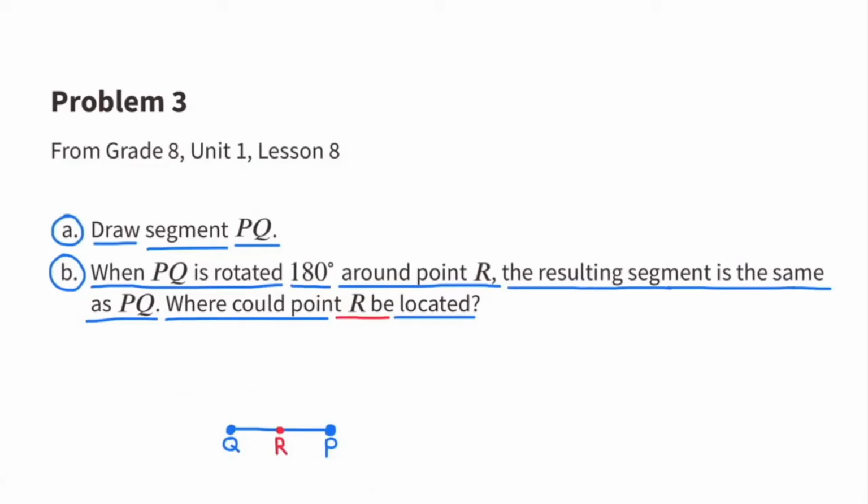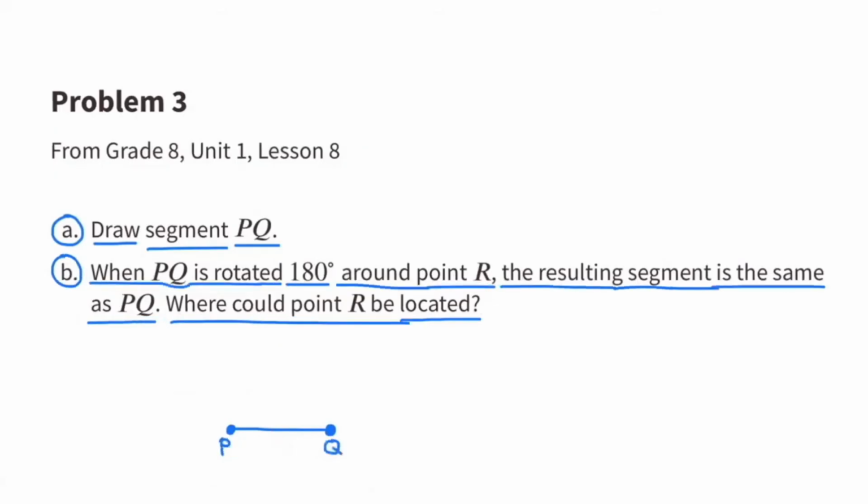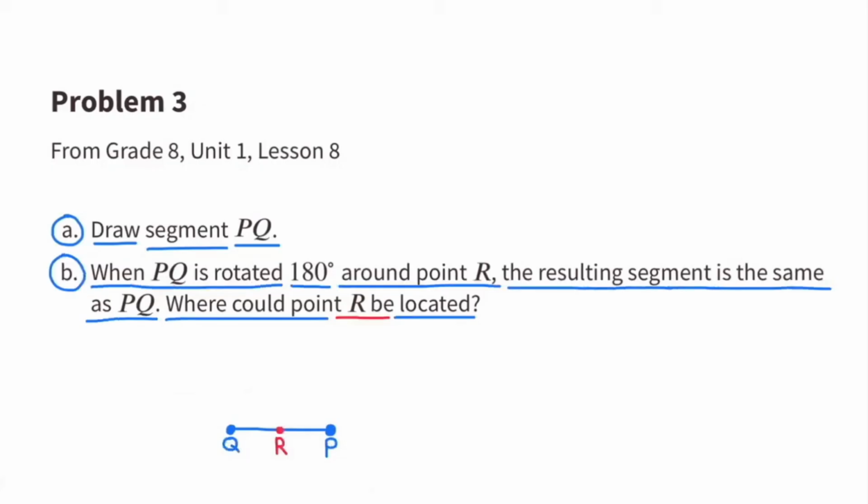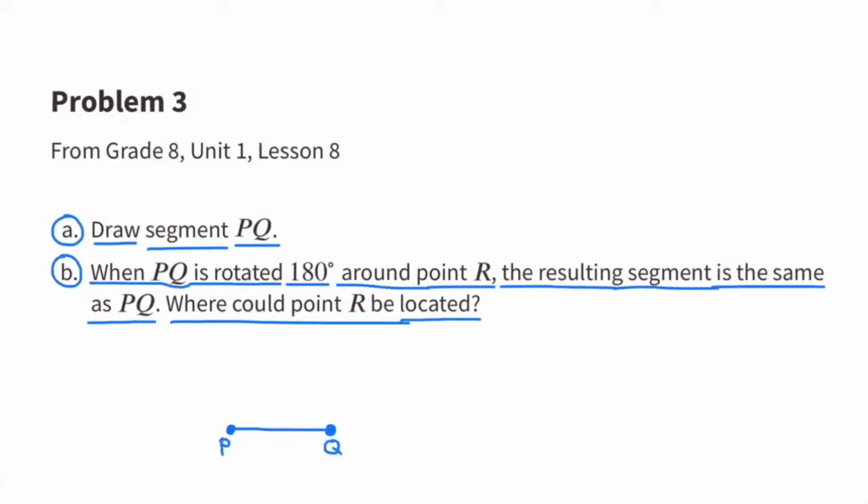The point of rotation would be in the very middle, so R would be located in the very middle. In this situation, I think of it kind of like a propeller on an airplane, where P and Q would trade places as it's rotated 180 degrees.